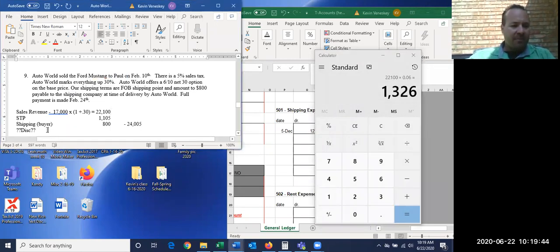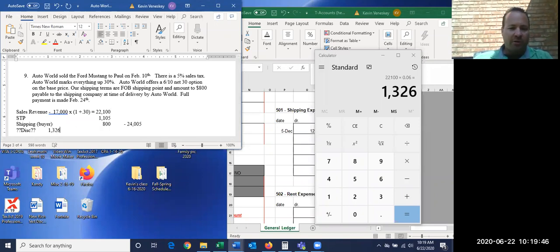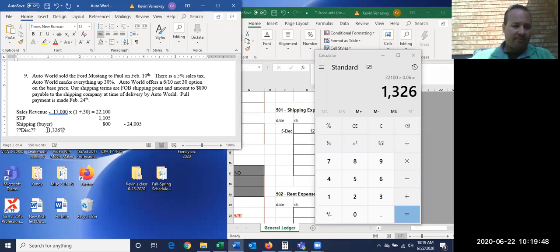I'm willing to give them $1,326 off if they pay within 10 days, because I want the money to do whatever with. I want to have that money, not just have it laying out there coming later. Okay, so now let's start in on the journal entry.